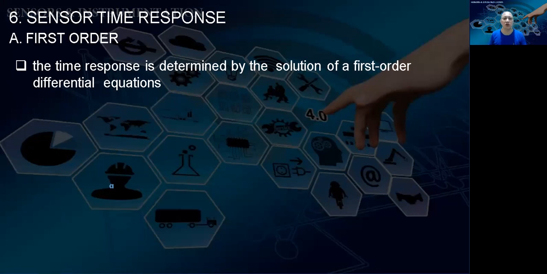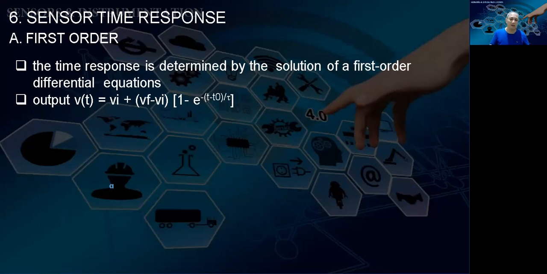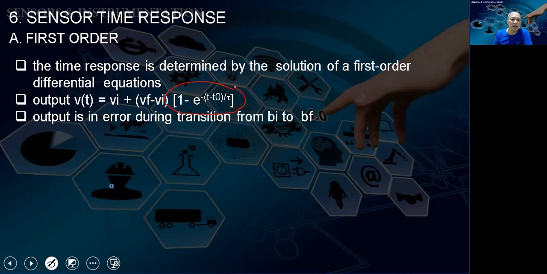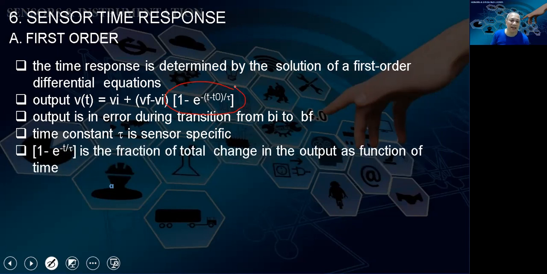First order sensor time response. The time response is determined by the solution of a first order differential equation. If you look at here, this is actually how the system is behaving, and this is what makes the difference in the response. There is t minus t0, which is delta t, divided by tau, which is the time constant. So output is in error during the transition from bi to bf. The time constant tau is specific to the sensor. So 1 minus e to the power of minus t over tau is the fraction of the total change in the output as a function of time, as time passes by.